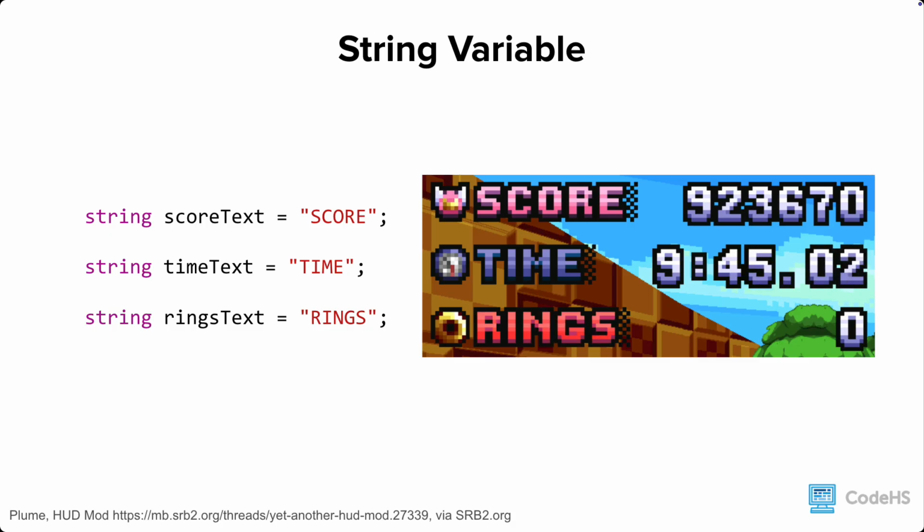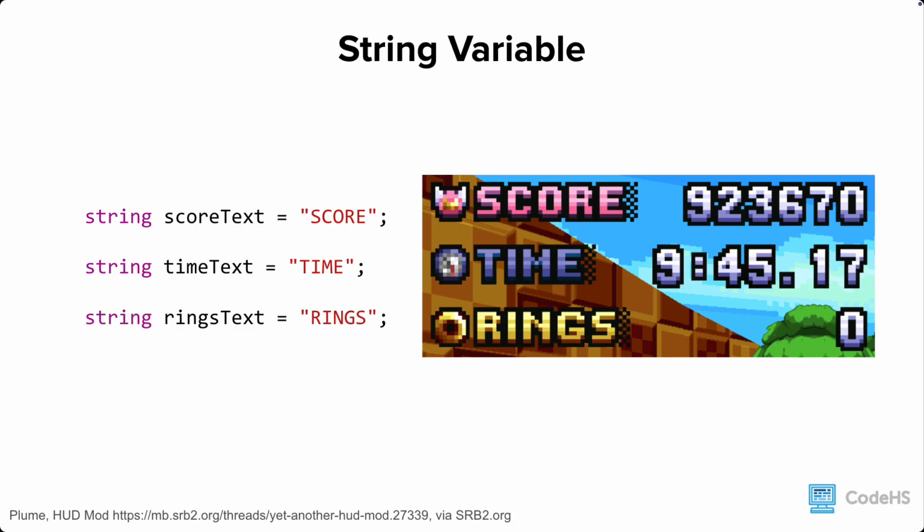In this example, a video game's heads-up display shows information to the player using strings to identify 3 different items: the player score, how much time has progressed, and how many rings the player has collected. Note that these string variables are not storing the actual value of these things, only the string of text associated with displaying them.